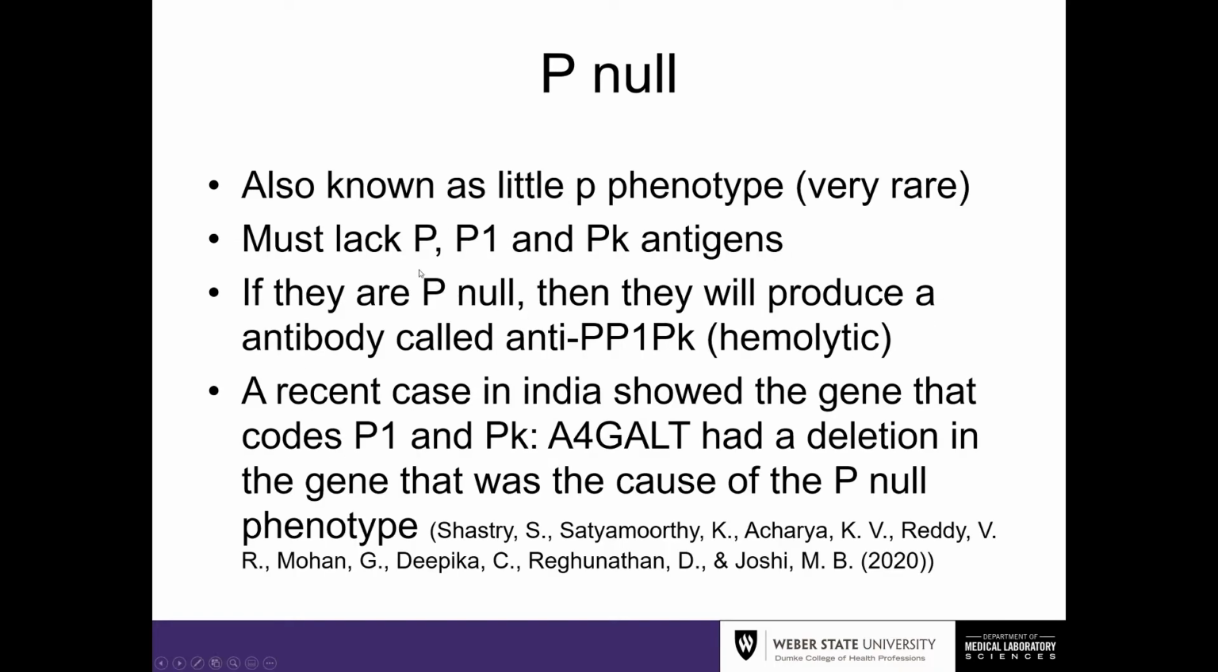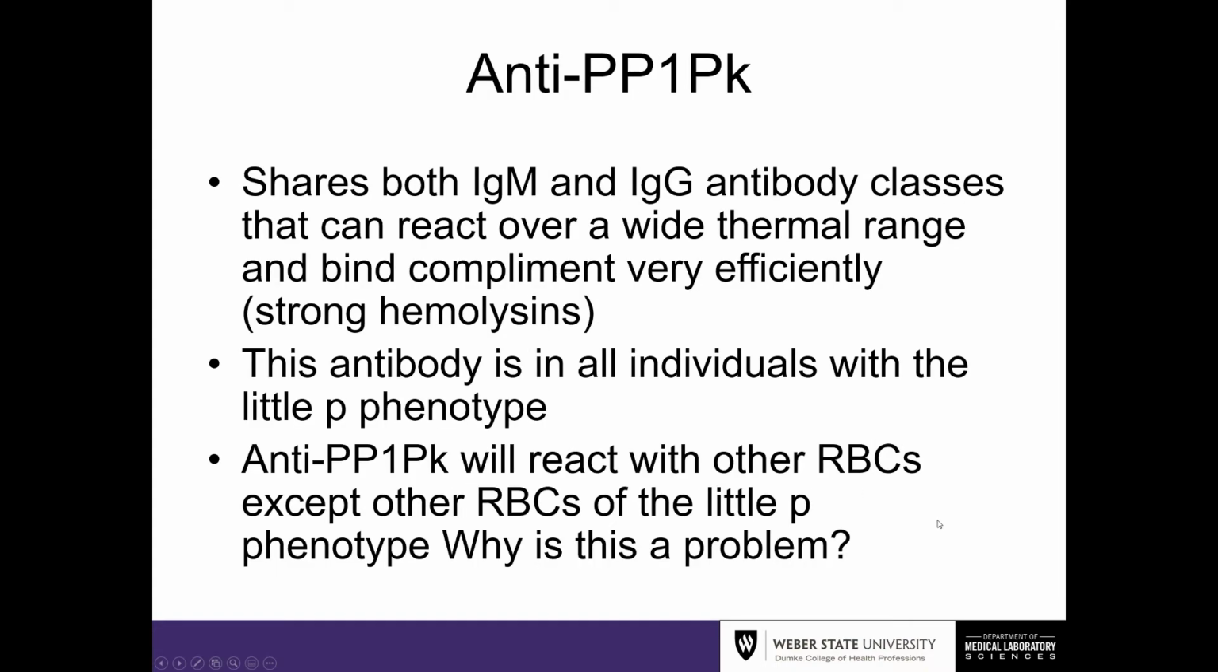To have the little p phenotype, you must lack the big P, P1, and Pk antigens. If someone is the little p phenotype, then they will produce an antibody called the anti-P1Pk antibody, which is really 3 different antibodies, but they call it anti-P1Pk. And it is highly hemolytic. And this part I want to come back to. Let's talk more about anti-P1Pk.